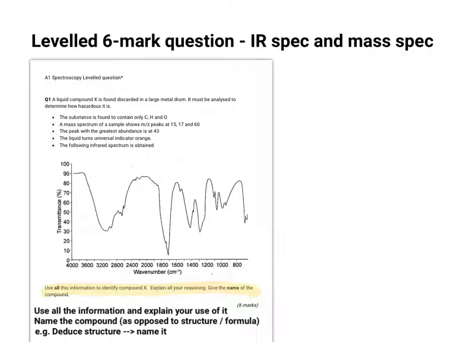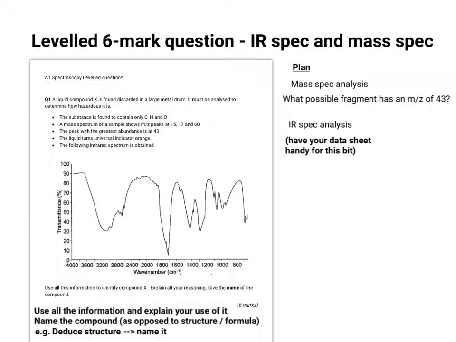The first thing to do with any level question is to do a plan. Looking at the information, it tells you that the substance only contains carbon, hydrogen, and oxygen. So your plan means you must include a mass spec analysis somewhere in your answer. The peak with the greatest abundance is at 43, so that means there's going to be a fragment at 43. What possible fragment might have that m/z value?